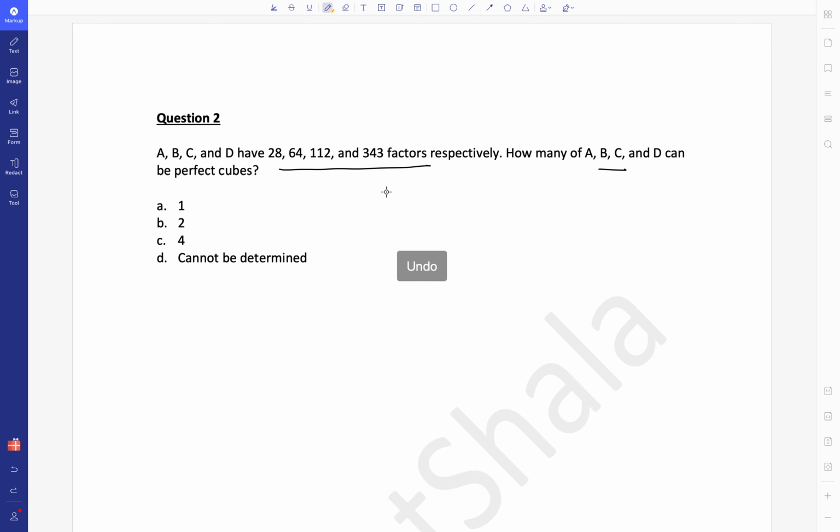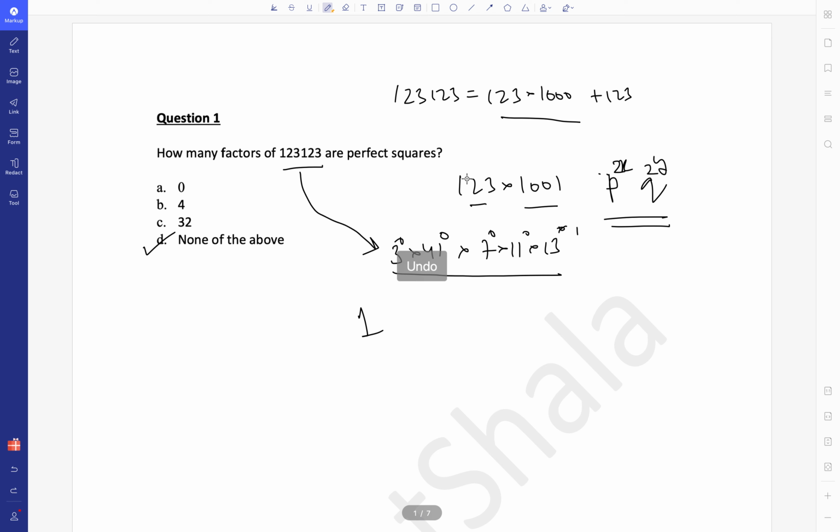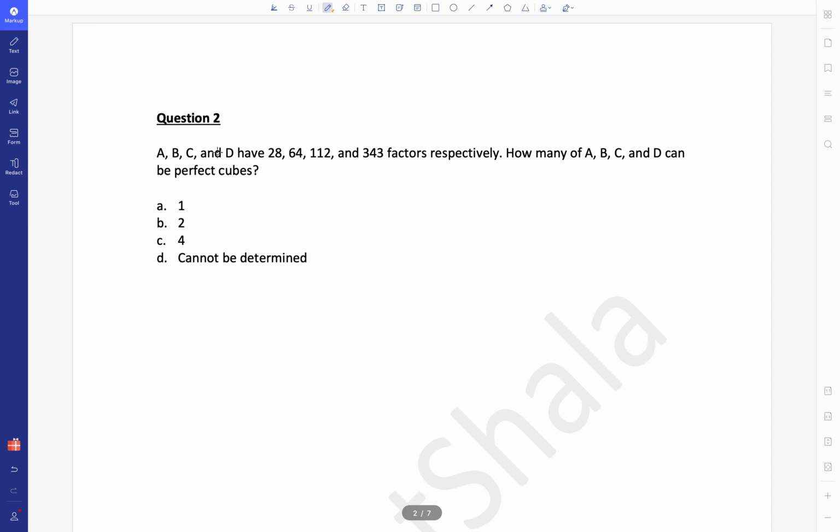In the previous question we were talking about how many factors of this number are perfect squares. So this is the original number, and we ask how many factors are perfect squares. Whereas here the original numbers are A, B, C and D, and we're talking about how many of those are perfect cubes. So we have the number of factors this time, but we want to see how many of the original numbers can be perfect cubes. Okay.